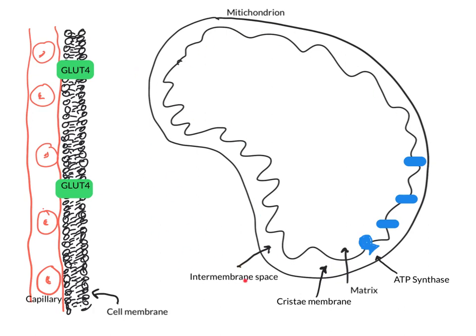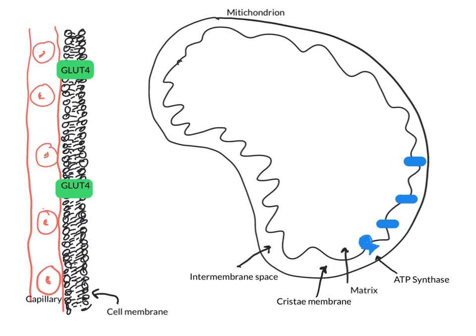So this would be like cytoplasm in and around here. And this is our cell membrane. And then this is a capillary that's in close contact with the cell membrane. Most cells, all cells, are in close contact with some kind of capillary or blood source for their nutrients.